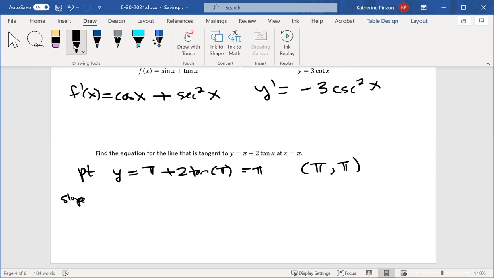Okay, I want to find the slope. To find the slope, I need to take the derivative. What's the derivative of pi? 0. It's just a constant, right? Pi is a constant. It's just some number, 3.1415.